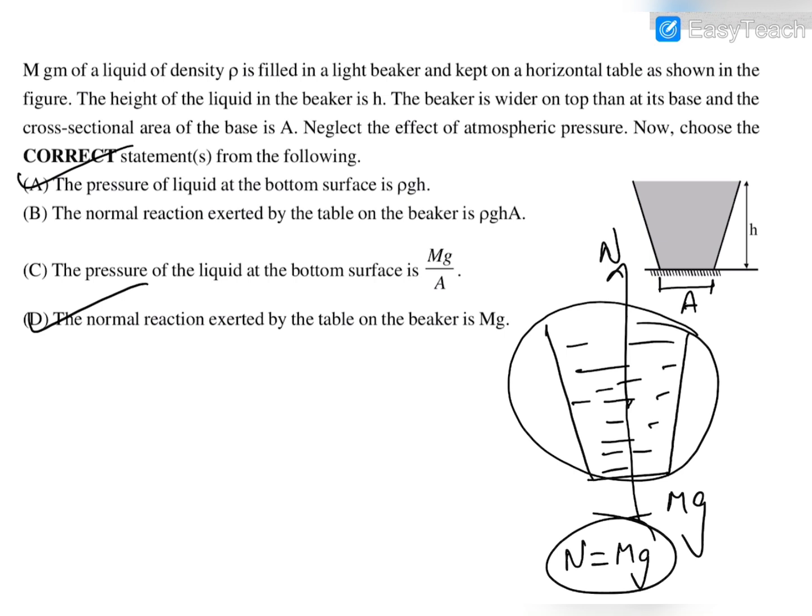Now the pressure at the bottom of the liquid will be mg upon area. This is incorrect because the pressure at the bottom will be H rho g, and what I am trying to say is that the force on the base is not mg, therefore the pressure on the base will not be mg by area. So the correct answers are A and D only.